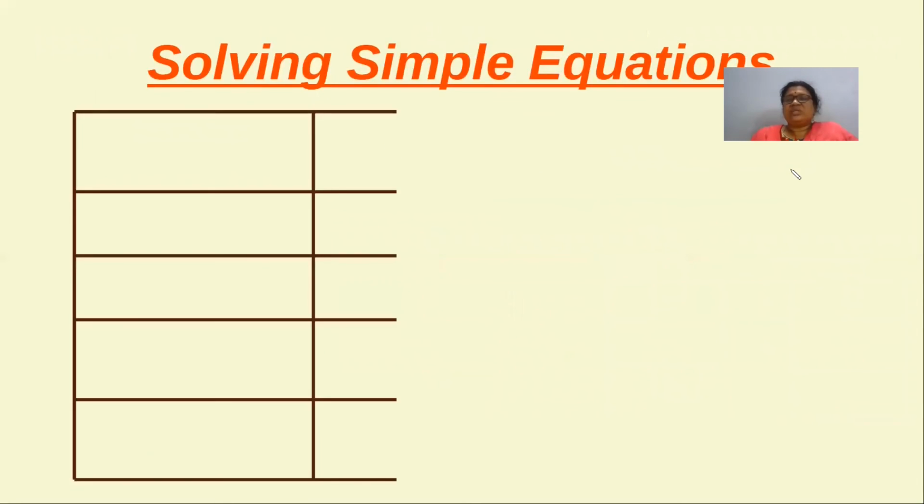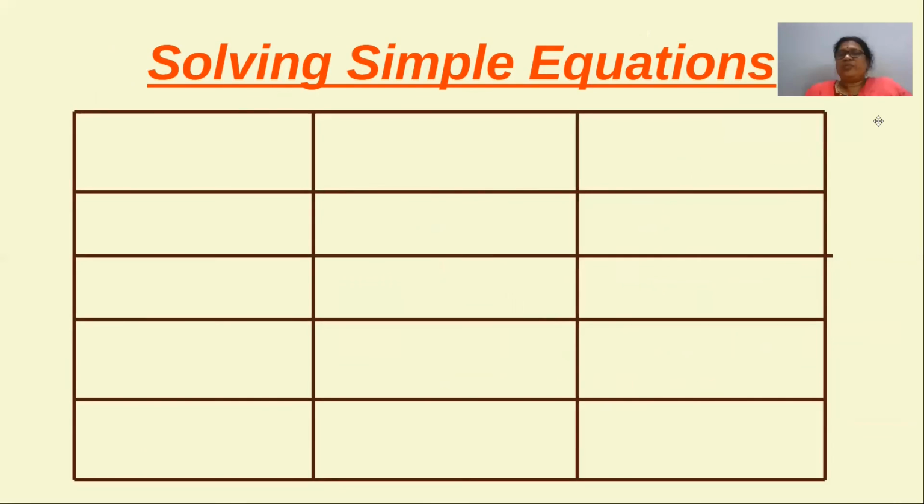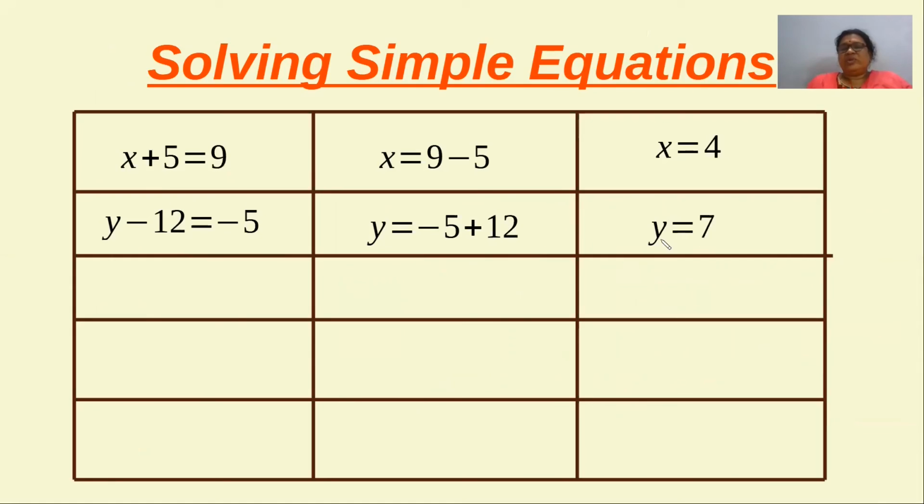Next, solving simple equations. I'll tell some of the equations now. See here, x plus 5. When you take plus 5 to the other side, you will get minus 5. So 9 minus 5 is 4. Now look here, y minus 12. Which term do you have to transpose here? Minus 12. It will become plus 12. So minus 5 plus 12, you will get 7.